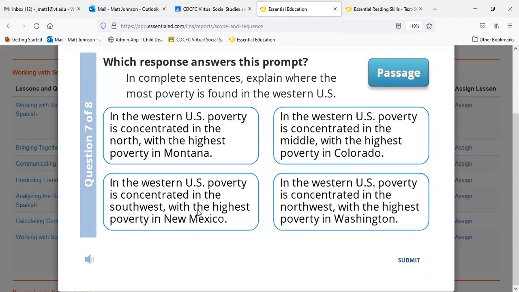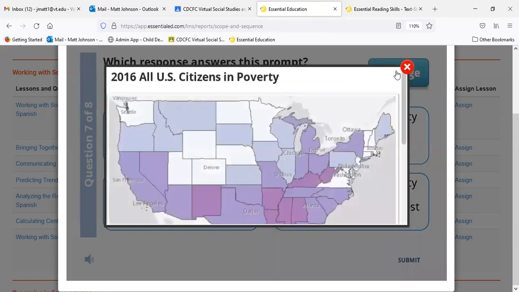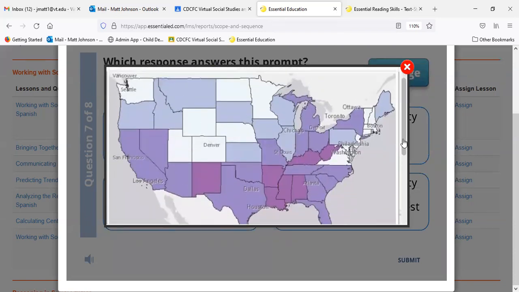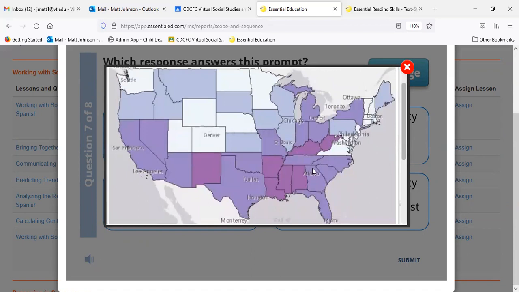Right. Incomplete sentences explain where the most poverty is found in the Western U.S. I have some map worksheets. I know that knowing the states, location of states might be a problem for a lot of people. It has been in the past with some of my students. And that's totally understandable. Lots of people struggle with geography. I will put that up because you're going to have to know the states, and there's not a lot of great ways to know the names. In Google Classroom, I have a video that I'll put up and a worksheet to help you learn names of states.